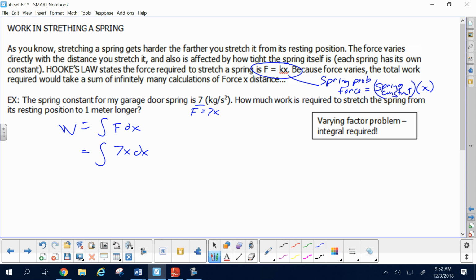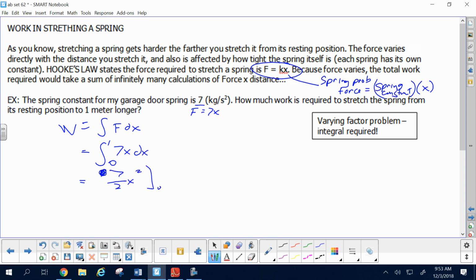You will still have to say, all right, from where to where? Its resting position to 1 meter longer would be from place 0 to place 1. The antiderivative of 7x is x to the 7th. Say what? What's she talking about? What's the antiderivative of 7x, back row? 7 halves x squared.